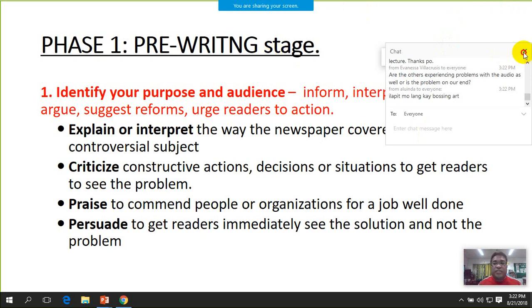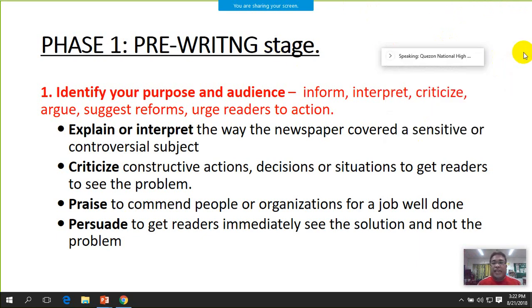Then what about persuasive editorial? So we write persuasive editorial when we are trying to promote a program, say Brigada Eskwela, and we want public support. We will be calling for public support from stakeholders, from LGUs, from the parents of our students. Then persuasive editorial is one of the best things to write about.